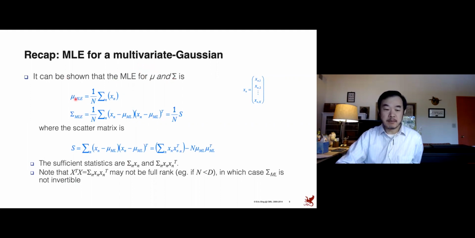The mu, which is the mean, is again quite intuitive. It is the sample mean of all your examples. x_n is the nth data point. You sum over that and divide by n. And then the covariance maximum likelihood estimation, again, is the sample covariance. It is going to be computed from what is known as a scatter matrix that is defined in this way, and then you divide it by n.